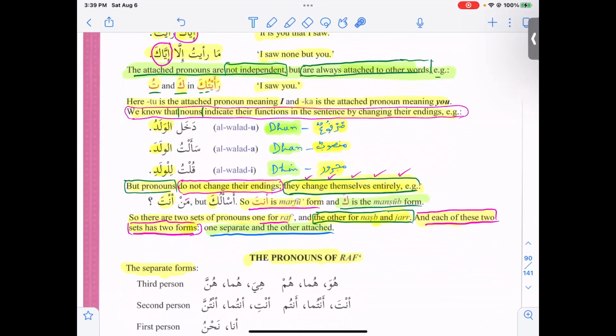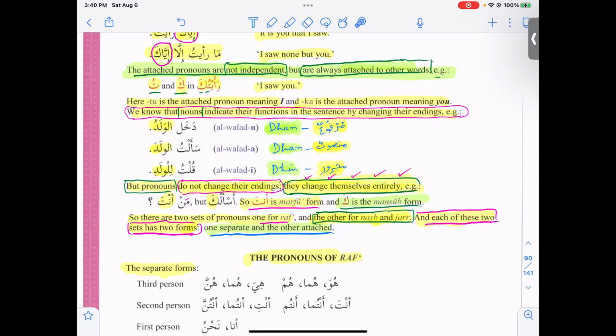Okay, but pronouns do not change their ending. But the noun, they change their endings. The nouns change their ending to indicate their functions in the sentence. Are they fa'il? Are they maf'ulun bihi? Are they ism majrur? But pronouns do not change their endings. Yes, we know it, but now we are studying in detail. They are fixed. Mabni.